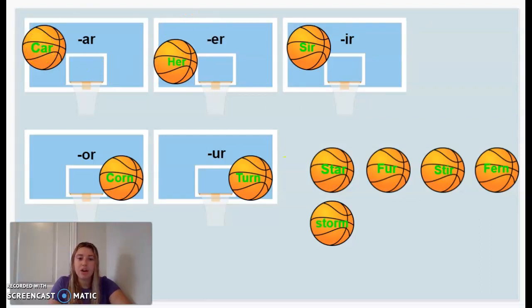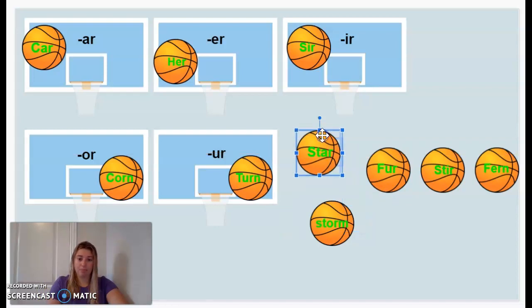In this activity, I've already done a couple for you. I have put the basketball on the correct backboard where it matches the R-controlled vowel. So we have car, k, R, which is under AR. We have her, which is under ER. Sir, under IR. We have corn, under OR, and turn, under UR. So let's work together, and we are going to put these on the right backboard.